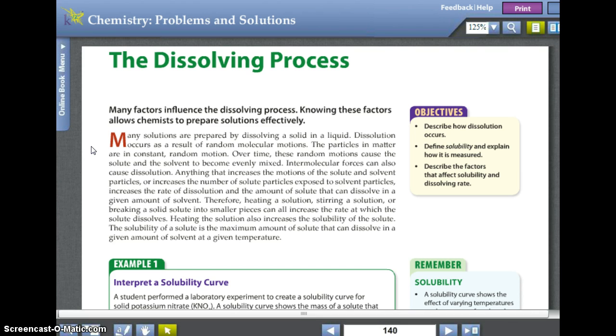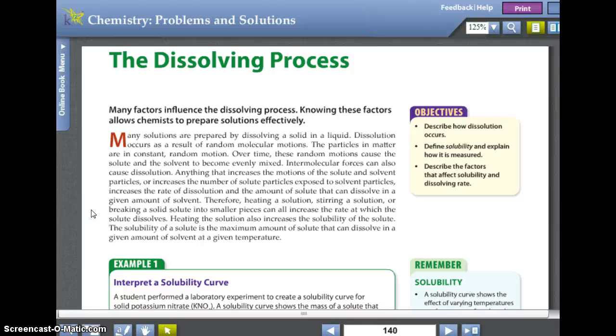Anything that increases the motion of the solute and solvent particles, or increases the number of solute particles exposed to the solvent particles, increases the rate of dissolving, or dissolution, and the amount of solute that can dissolve in a given amount of solvent. Therefore, heating a solution, stirring a solution, or breaking a solid solute into smaller pieces so it has more surface area can all increase the rate, or the speed, at which the solute dissolves.